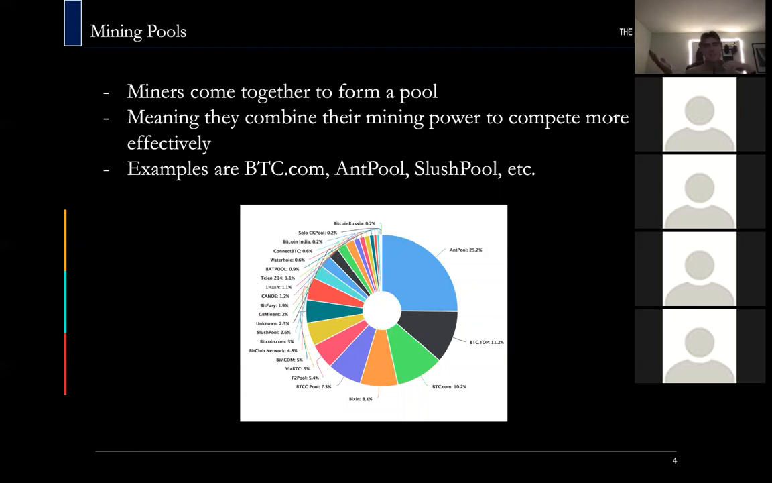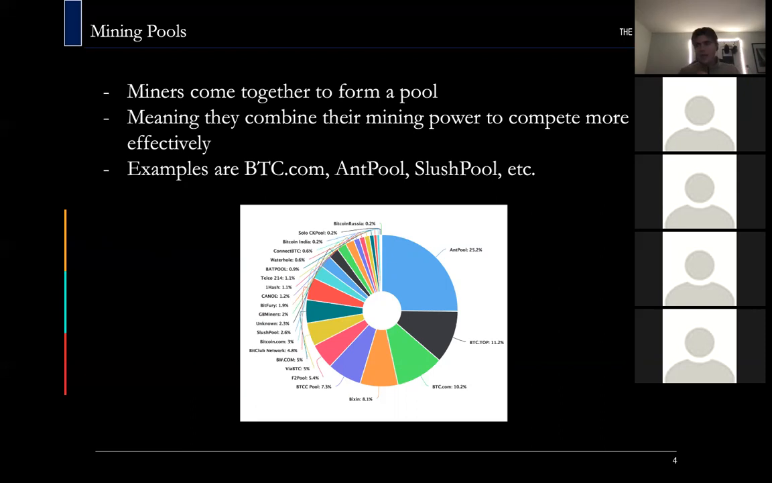A way you can get into this crazy mining business without having a huge warehouse of computers, or hopping on eBay and fighting all the kids in the auctions to get yourself a good GPU, is to hop into mining pools. It's a very simple idea: miners come together to form a pool. You can buy into these pools, and everybody combines all of their resources to be able to fight against the big dogs. A couple of examples are btc.com, ant pool, slush pool, etc.